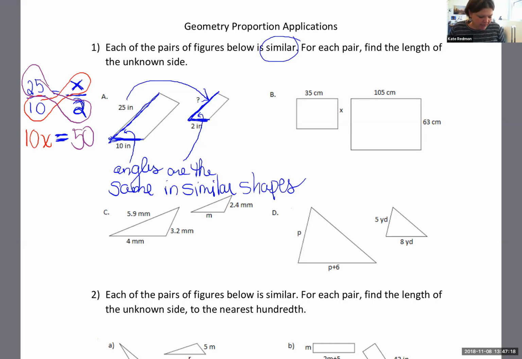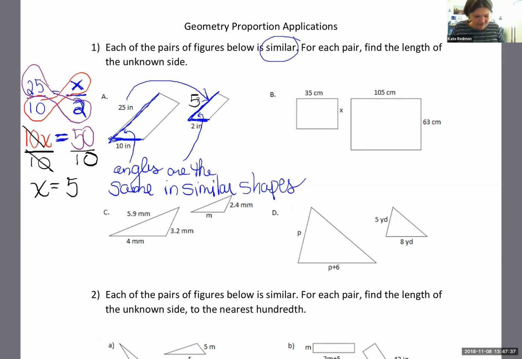My goal is to get x alone. The opposite of multiplying 10 by x is dividing. So I will get rid of that. I will do it to both sides since it's a change I'm choosing to make. I want to keep my balance. Dividing by 10 cancels. X is alone. And I find out that that missing side length is 5.